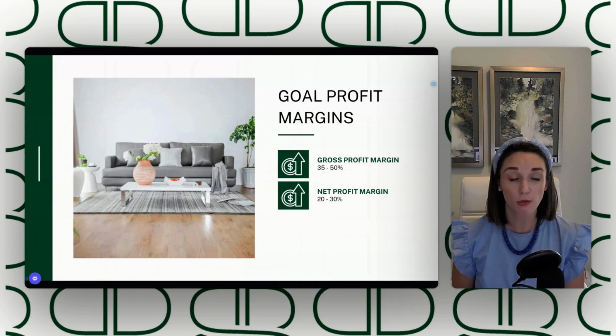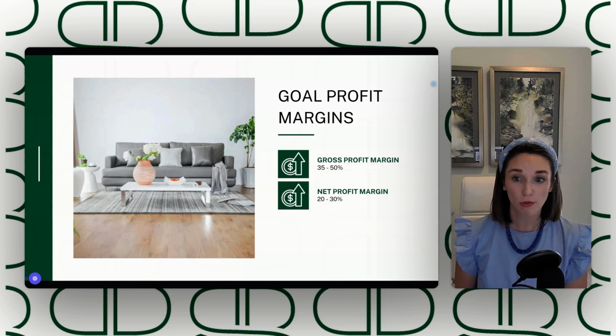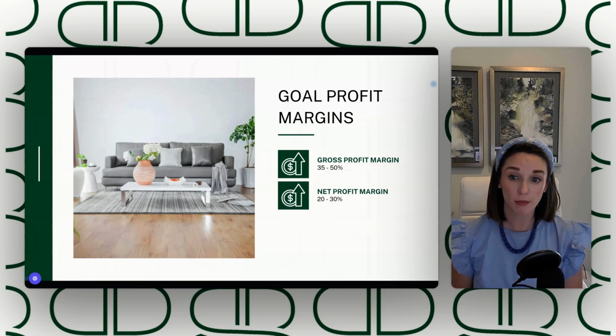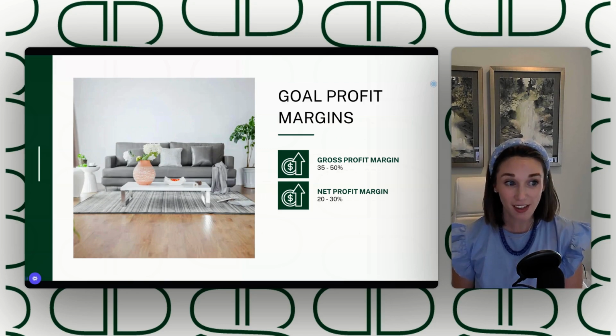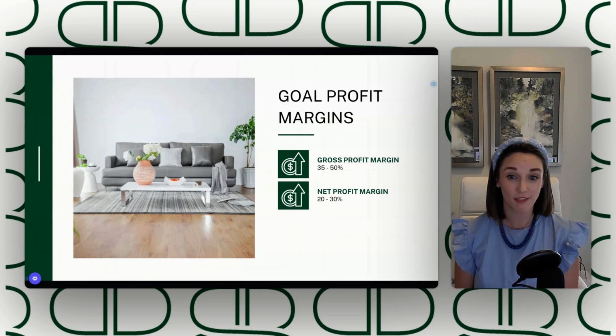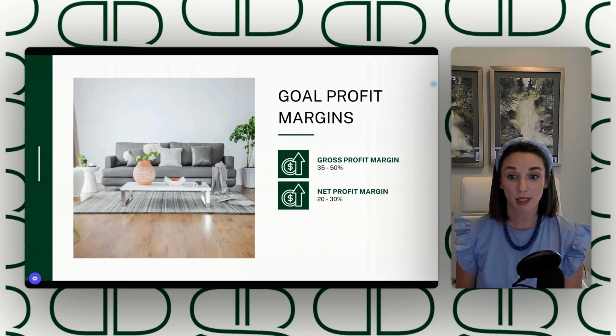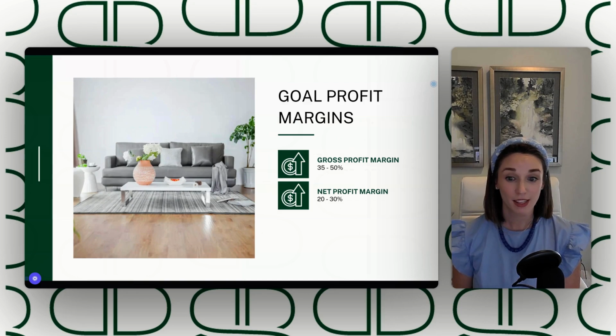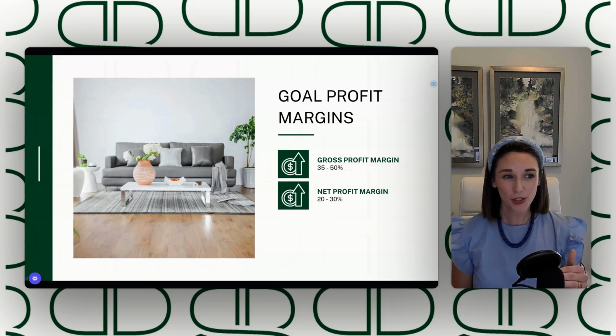Style Row recommends 40% profit margin. Fourier recommends a gross profit margin between 35 and 40% and a net profit margin between 20 and 30%. Design Files on their blog recommends a 35% profit margin on products at the very least, and then recommends aiming for 40% profitability on each project. And then other sources say the gross margin should be between 40 and 60%. So you can see we're sort of all over the place with the recommendations.